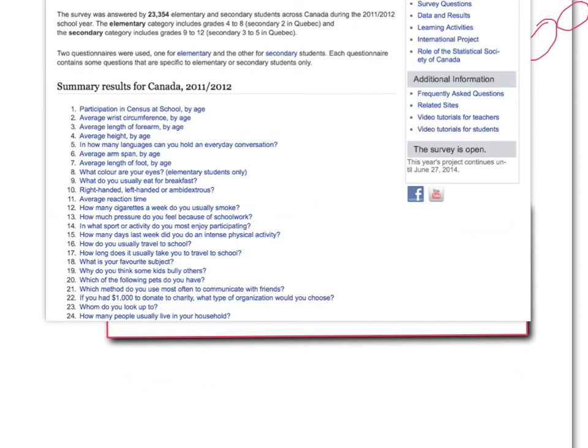As you can see here, there's quite a list of information that you can choose from that Canadian students have replied to. So pick whichever one you like. Create a double bar graph or a line graph or a bar graph. Remember to use the criteria that we discussed at the beginning of the video. Rewind back if necessary. And if you have any trouble along the way, please remember to ask.